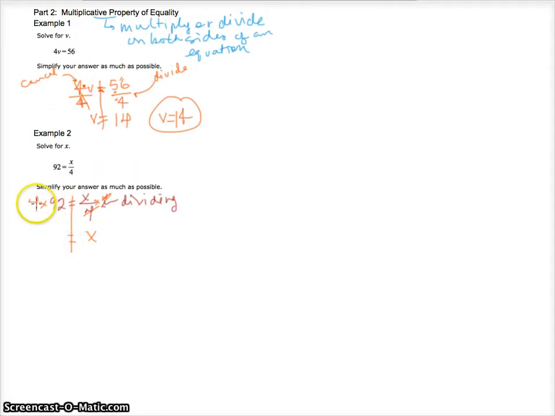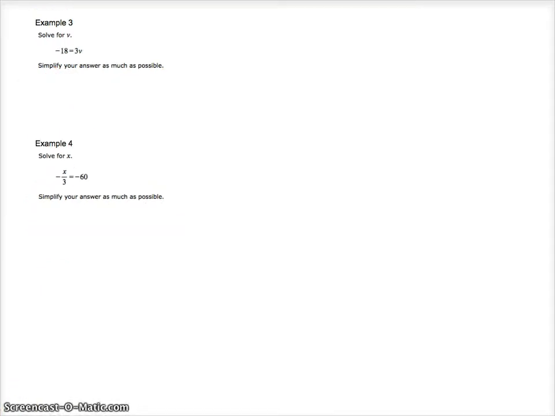Now I've got 4 times 92. 4 times 2 is 8. 4 times 9 is 36. My answer is 368. So whatever you do to one side to cancel it, you must do to the other side to find the result. Let's look at a couple more examples.